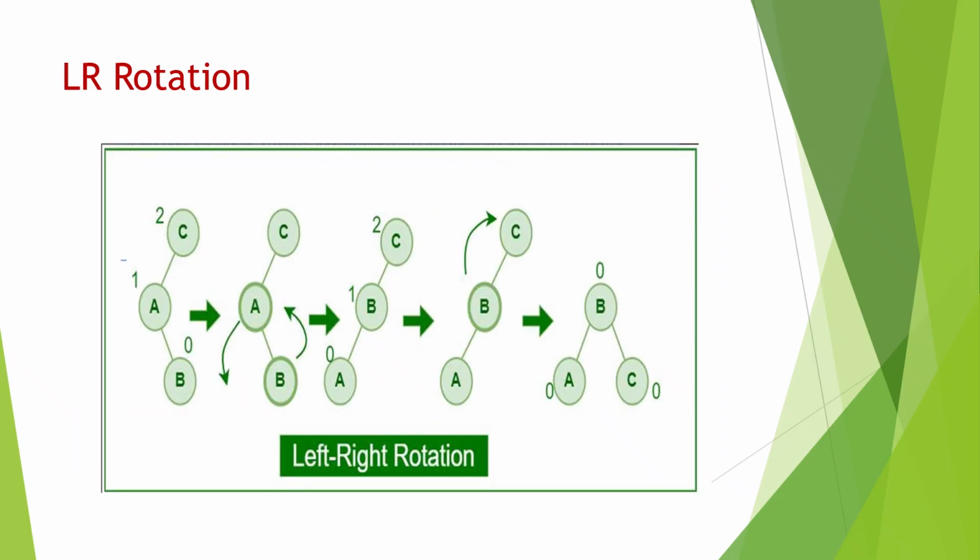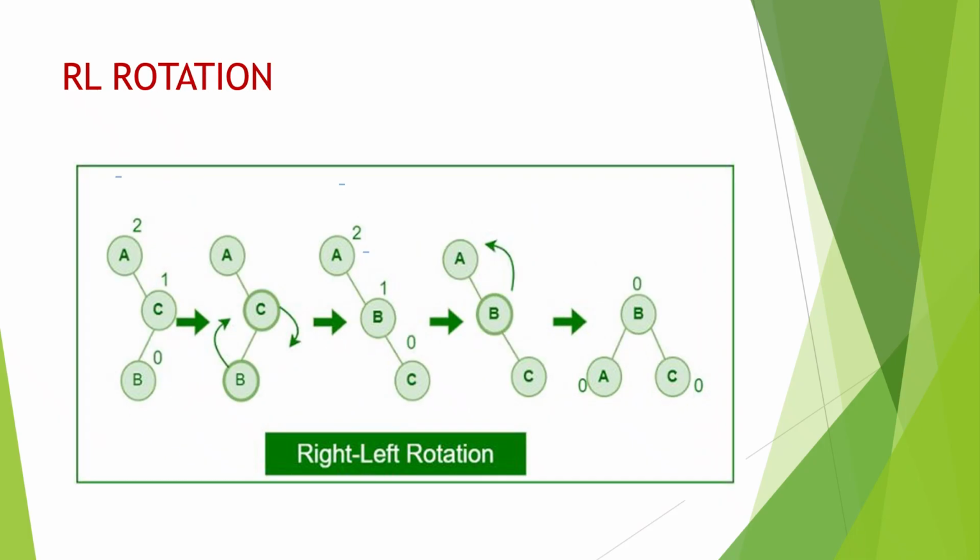LR rotation means left right rotation. First we have to perform left left rotation and then we have to perform right right rotation. Then we get the balanced tree. Right left rotation is also known as RL rotation. First we have to perform RR rotation, then we have to perform left left rotation. After that we get a balanced tree.